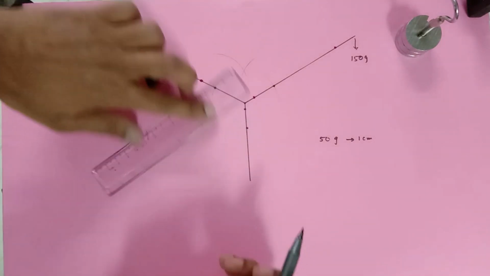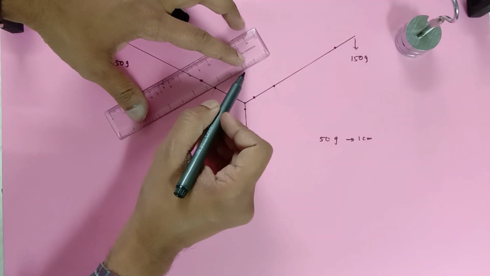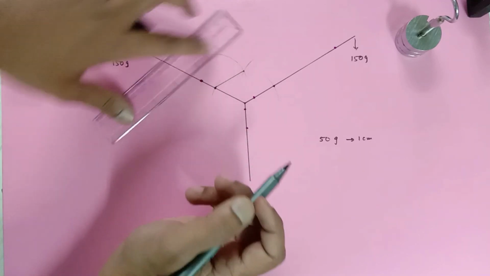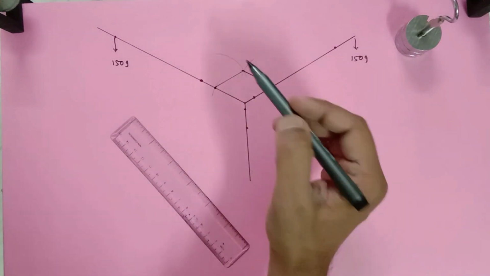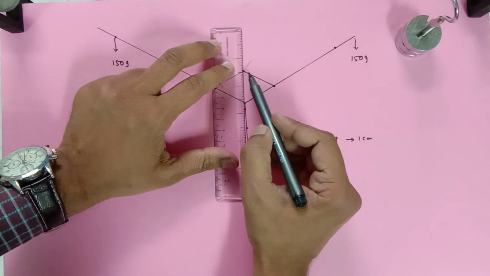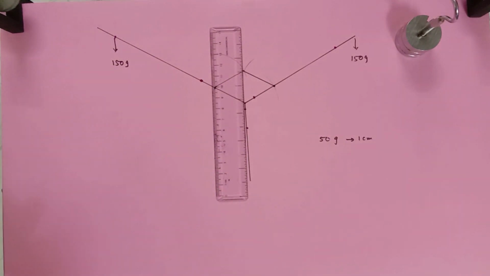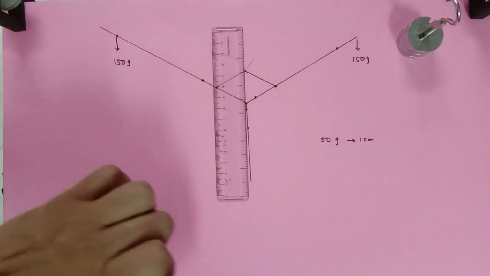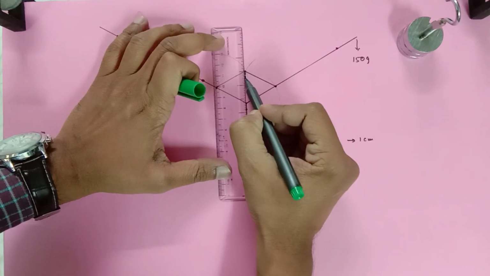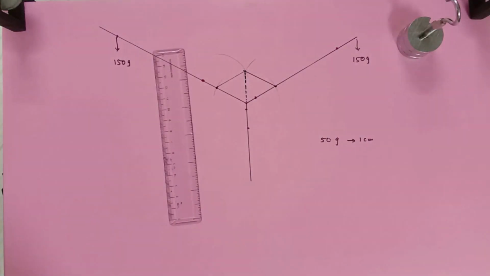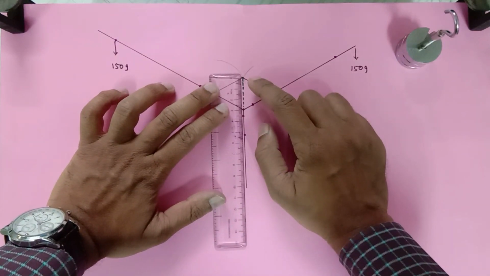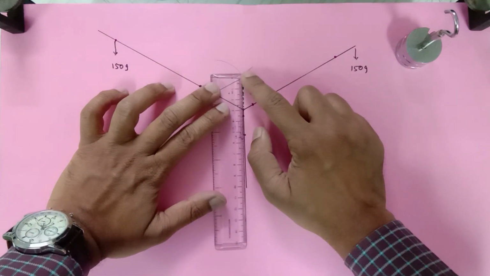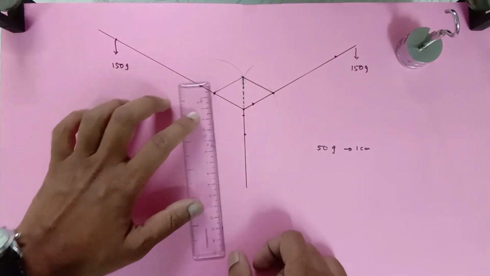Now I'm going to join these 2 points and these 2 points like this, and my parallelogram is ready. And we know that the diagonal of the parallelogram is the resultant weight. So what I am going to do is make the diagonal by a dotted line. So the diagonal length is going to be my resultant, and the diagonal length is turning out to be 2.9 centimeters.